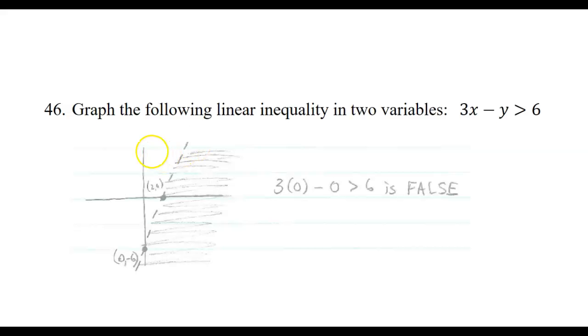Now part 2 is where we have to shade in everything on one side or the other of that line. The way we decide is we can pick a test point like 0, 0 and see if that works in the inequality. If we plug in 0 for x and 0 for y, we get that 0 is greater than 6. Now that's not true. So the point 0, 0 is not part of the solution set. We don't want to be over here on the side that includes 0, 0. Instead, we want to be over on the other side of the line, so we shade everything over here to the right of that line, and that's the solution set.